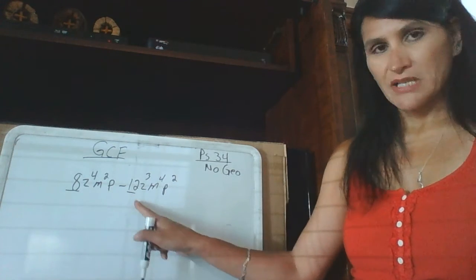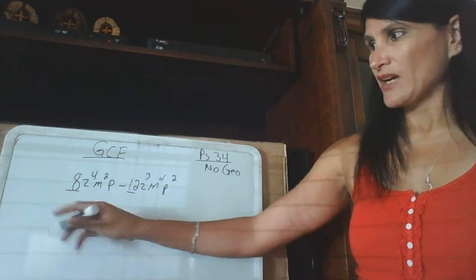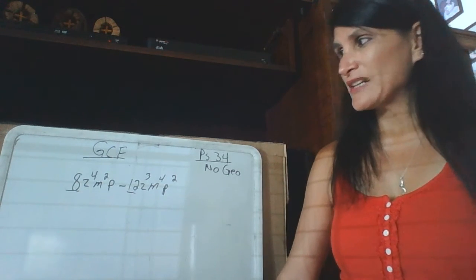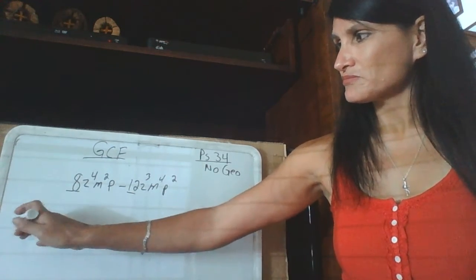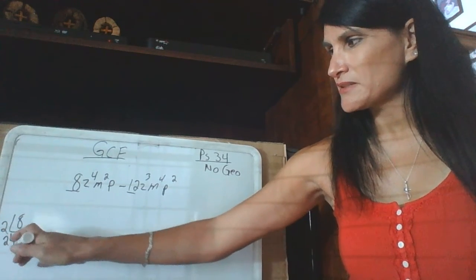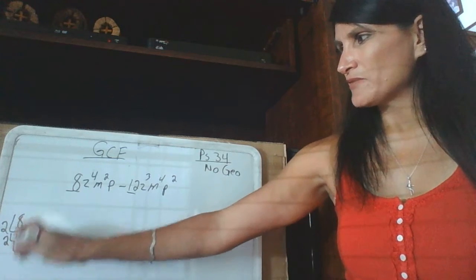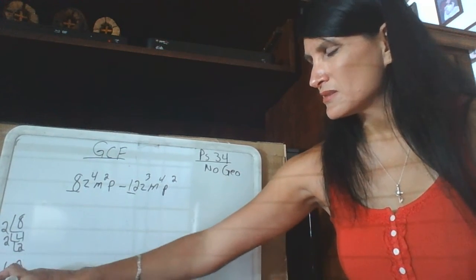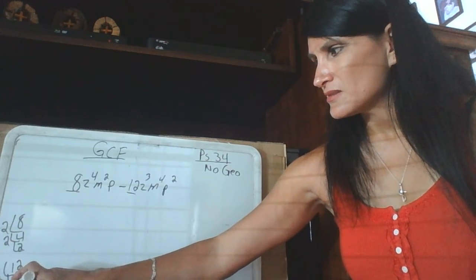Sometimes it's going to be very obvious, like with 8 and 12. I know the factors of 8 are 2 and 4, and I know if I prime factor 8, it's going to be 2, 2, and 2. And I know that if I prime factor 12, it's going to be 2, 2, and 3.